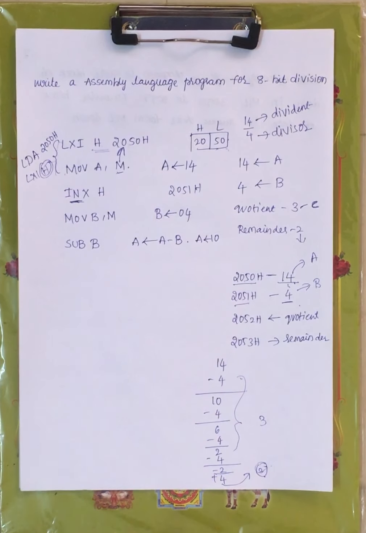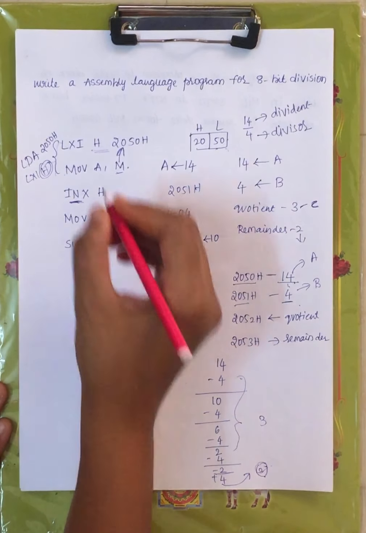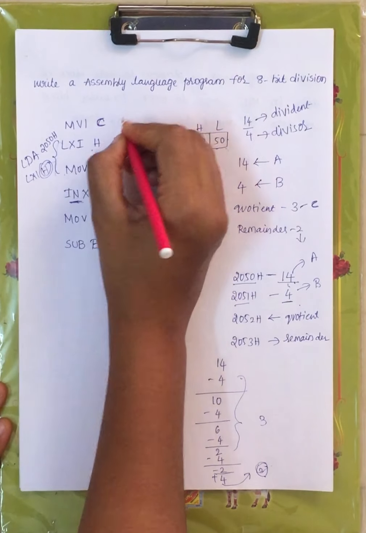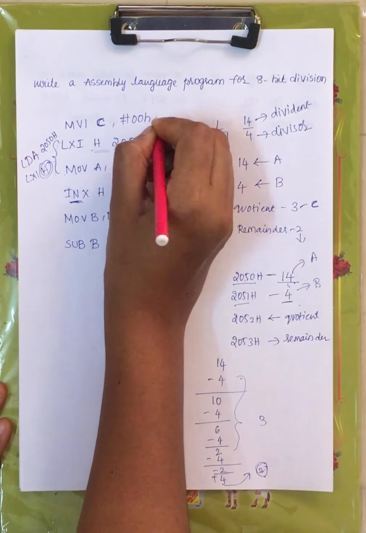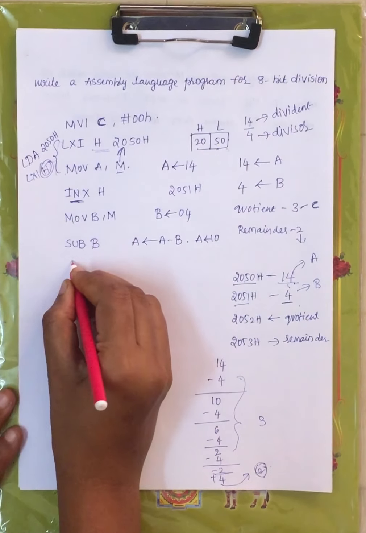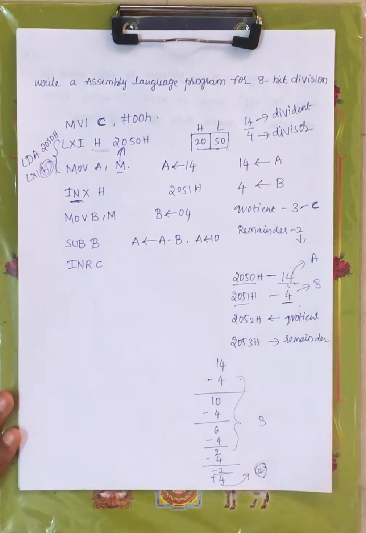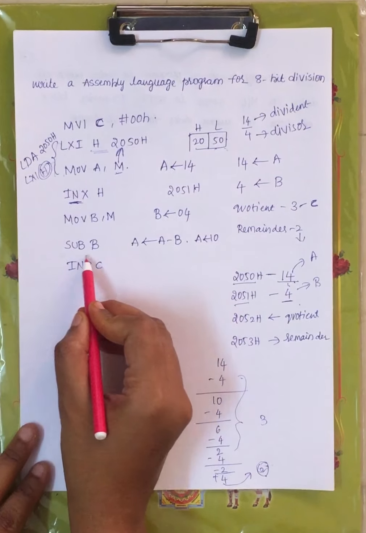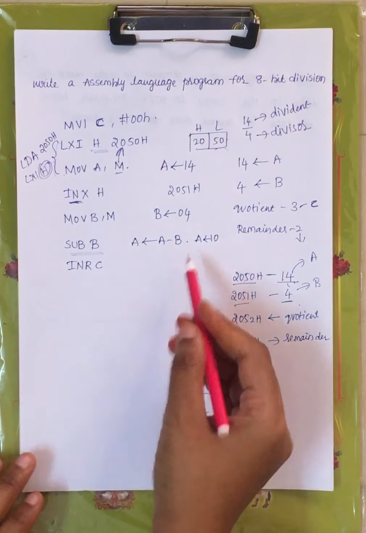Now after subtraction, initially you assign some C value, that is MVI C, 00H. Now increment C. Why are you incrementing C? Because we have to store the quotient under C. One operation is done, that means one time it has gone.